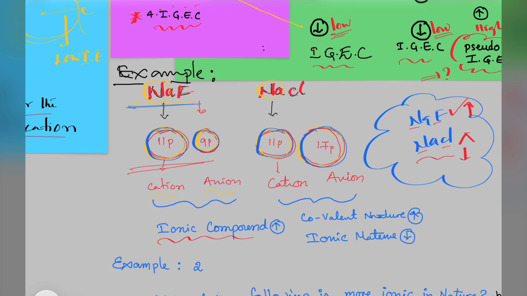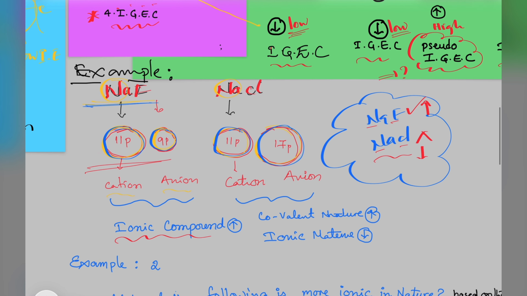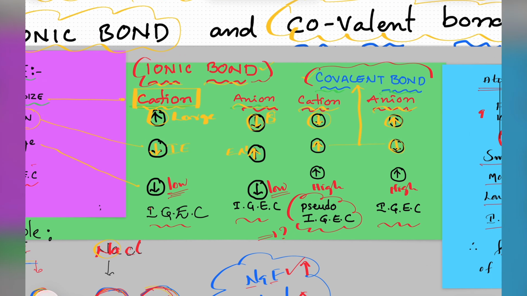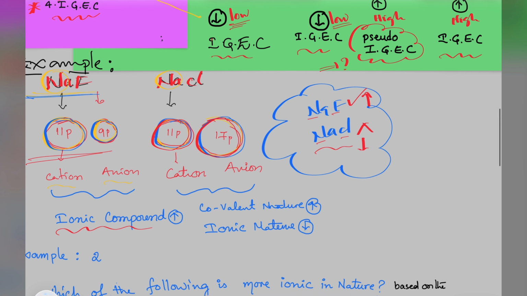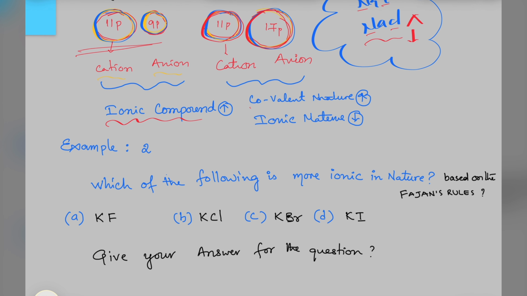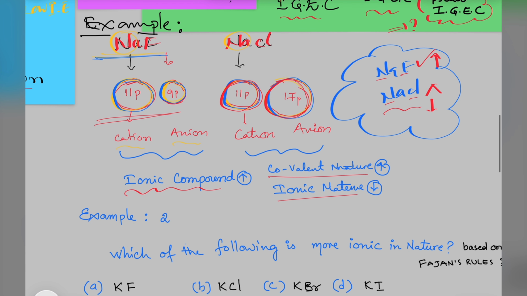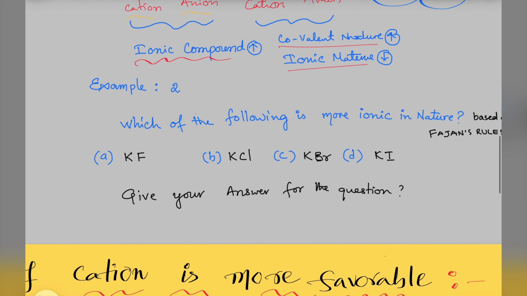This is an ionic compound. In the case of sodium chloride, the cation is smaller and the anion is big. So the cation size is less and the anion size is more. Then the covalent nature is more, but the ionic nature is less. So when comparing sodium fluoride and sodium chloride, sodium fluoride is more ionic and sodium chloride is less ionic according to Fajans rule.